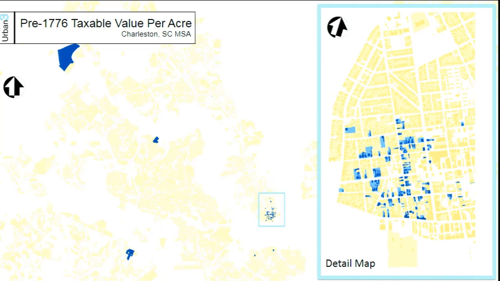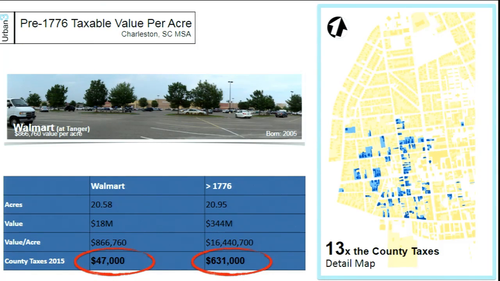So we made this comparison, and we found something really interesting. Here, let's just focus on the ones in the Battery, or in downtown Charleston, for a second. There's about 21 acres of these buildings that are older than the United States, which happens to be almost the same size as the Walmart over by the Tanger Outlet out by the airport. So we've got two examples of 21-acre development in 2 different fields, same-size fields in their portfolio. But the Walmart paid about $47,000 in county taxes last year, while 21 acres of pre-1776 buildings paid about $600,000.